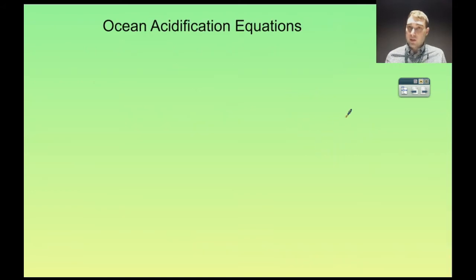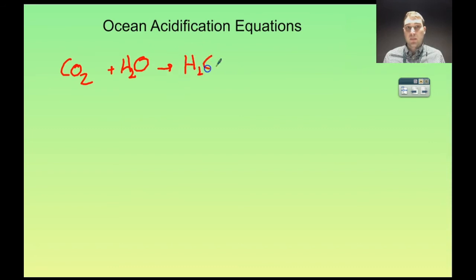So let's do some equations showing how carbon dioxide makes the ocean acidic. First thing is carbon dioxide dissolves in water to produce carbonic acid. Carbonic acid is H2CO3. Okay, so this is in solution, aqueous, that's a liquid, and this is a gas. Now there are properties of gases dissolving in liquids that we'll look at a bit later on.